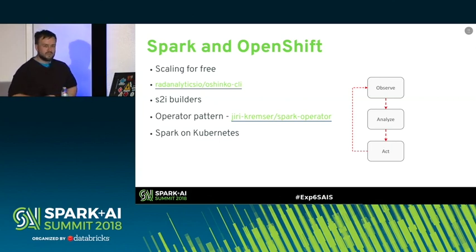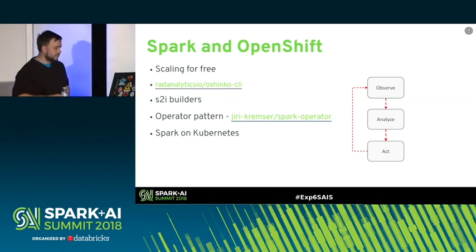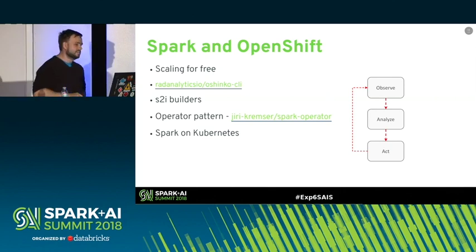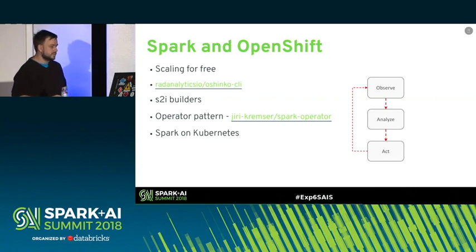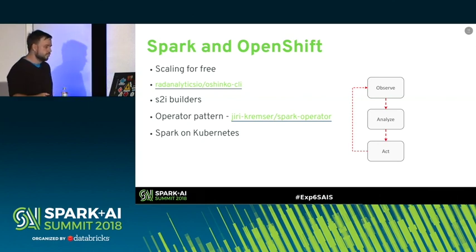At Red Hat, I work on a project, amongst others, called Oshinko CLI. This is a CLI tool that can spawn new Spark clusters, or delete them, or modify them, or scale them. We also create a couple of source-to-image builders that can help data scientists build intelligent applications because they don't have to focus on infrastructure, they can only write code, and the source-to-image builder creates a Spark cluster for them, containerizes their application and deploys everything to OpenShift.